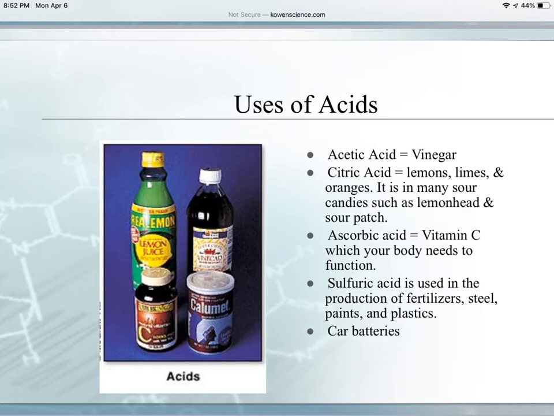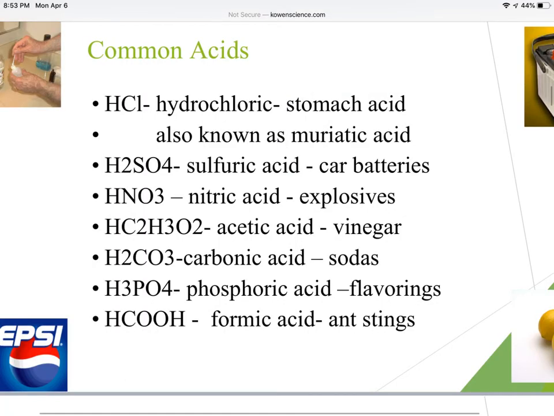Sulfuric acid is used in fertilizers, it's used in steel, it's used in paint, it's used in car batteries. Hydrochloric acid is stomach acid. If you ever want to know what acid tastes like, think of that time where you vomited and it burned your throat. That's an acid burn. Another name for hydrochloric acid is muriatic acid. So you could go to a hardware store and you could buy muriatic acid.